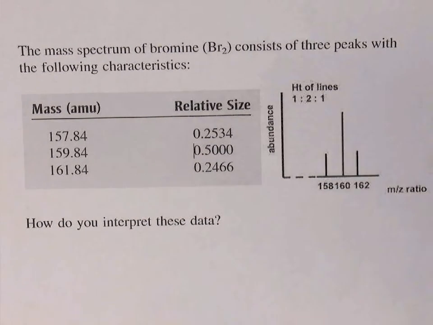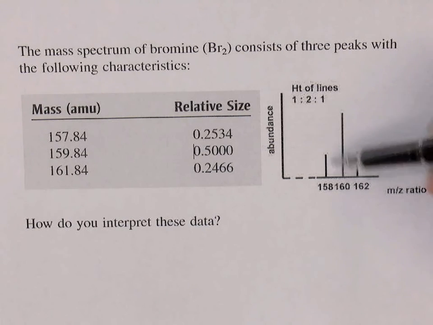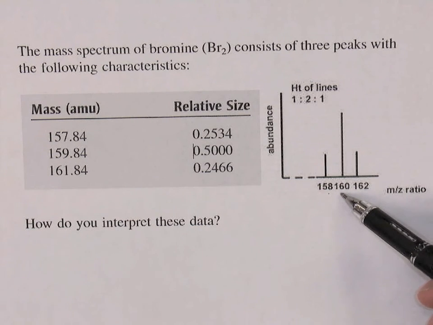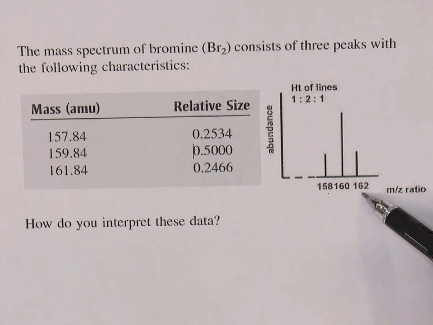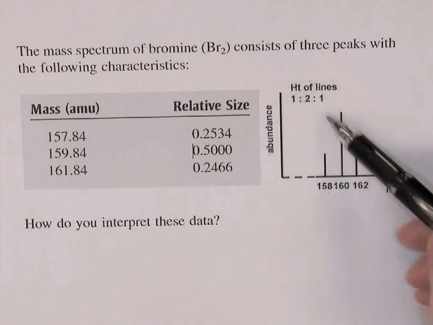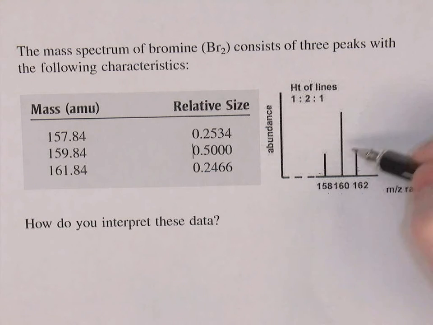Now the mass spectrum gives us 3 peaks. We can see it here, 3 peaks. One of those peaks is at 158, one's at 160, and one's at 162, and the ratios of their heights are 1 to 2 to 1. In other words, the first and third peaks are almost the same, and the middle peak is double those two.